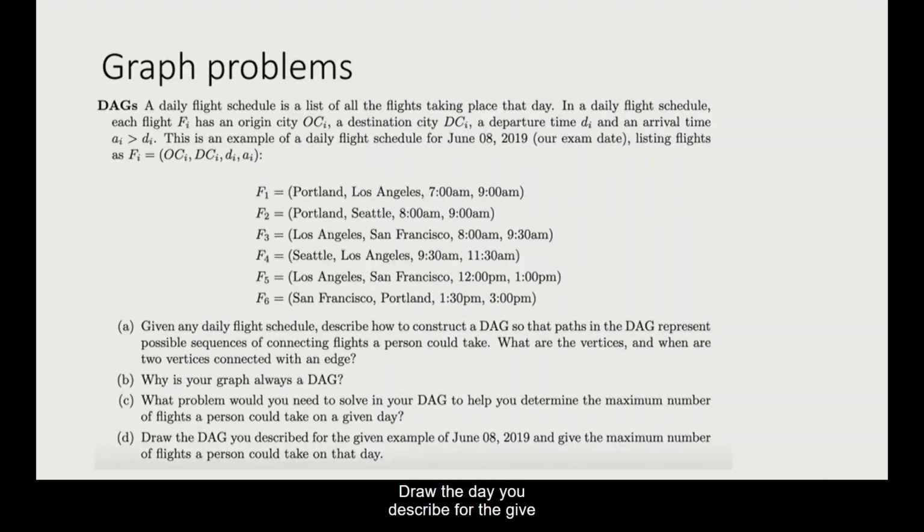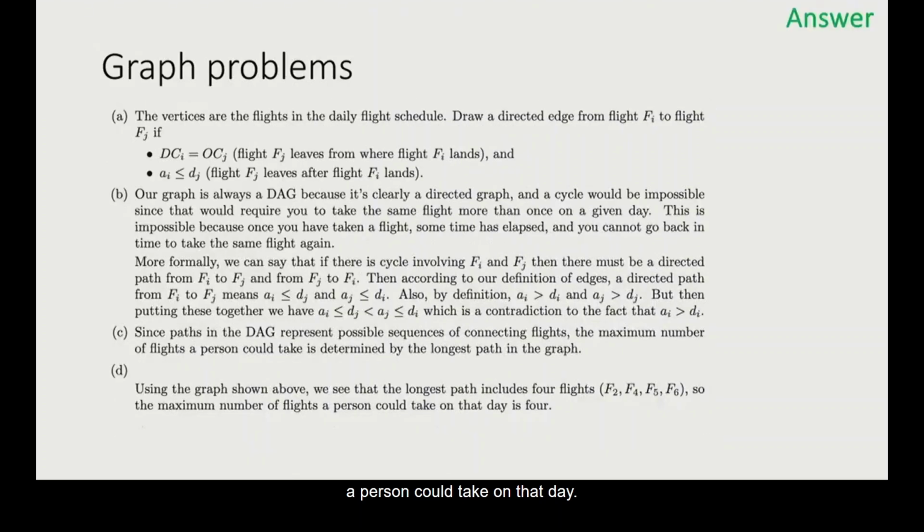Draw the DAG you describe for the given example and give the maximum number of flights a person could take on that day. Yeah, so using the graph, it will be more clearer once you draw the graph for the question, and by drawing that graph, the longest path includes 4 flights, which is F2, F4, F5 and F6. So the maximum number of flights a person could take on that day is 4. So 2, 4, 5, 6.